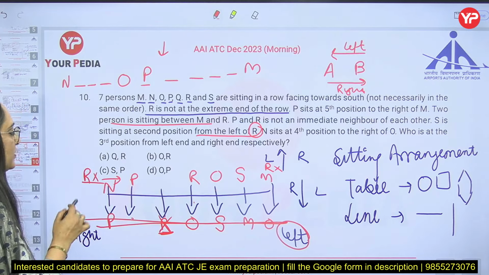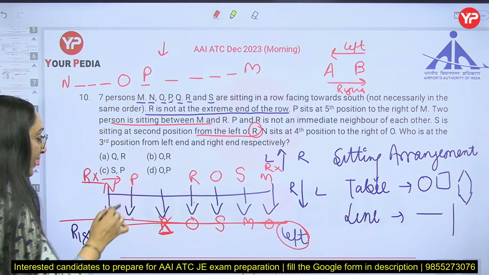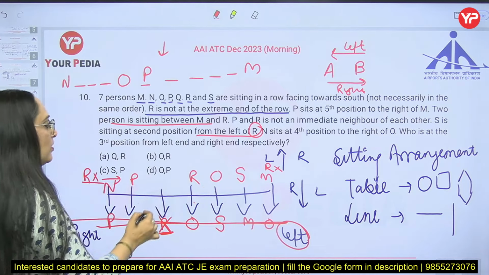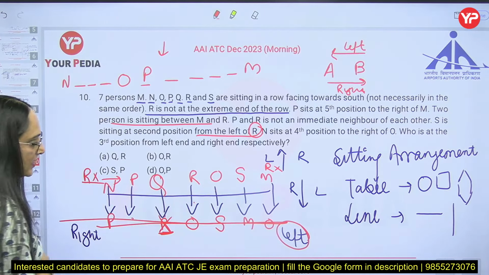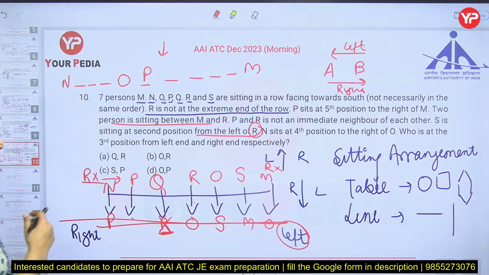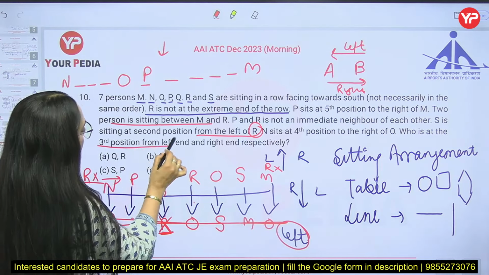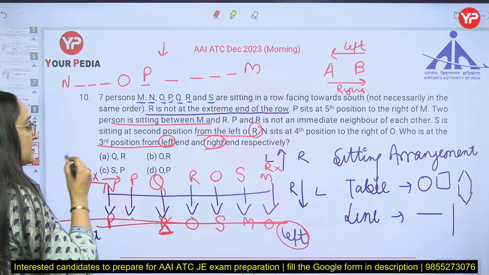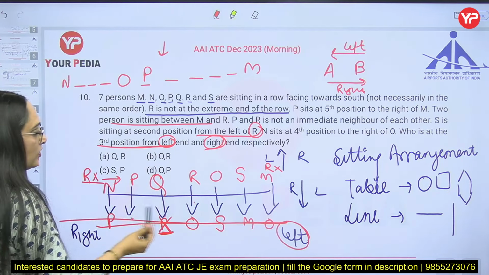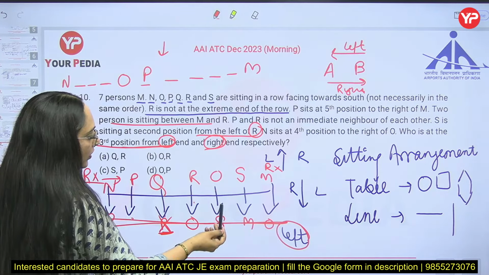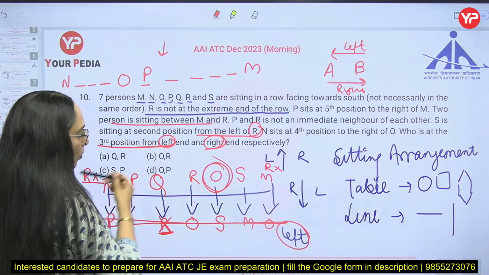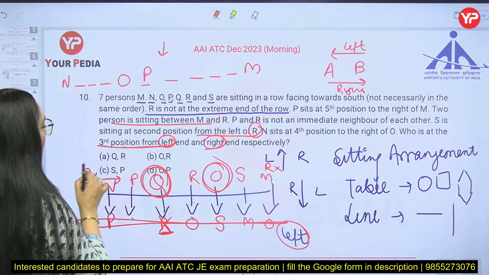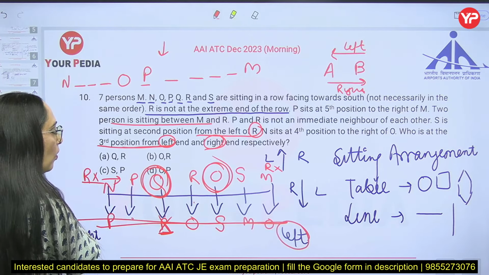We are 100% sure that N is at the right end, then P, then R, then O, then S, and then M. So we are left with Q. So Q is here. In this question, who is 3rd position from the left and 3rd position from the right respectively? First check 3rd position from left. So this is our left hand, 1, 2, 3. 3rd from left is O and 3rd from right is Q. So our answer is O and Q.